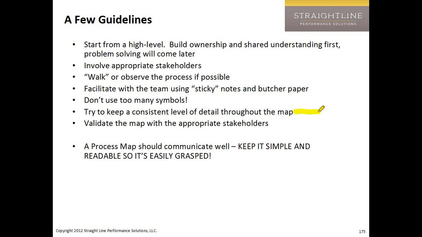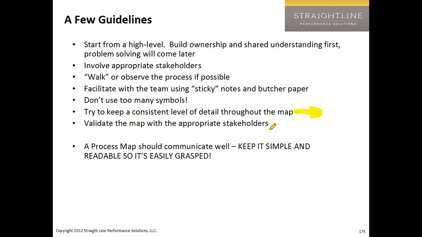Here's a very difficult one. Try and keep a consistent level of detail throughout the map. For example, if you are process mapping how something is ordered at McDonald's, you wouldn't have one step for cooking the food and then 10 or 15 steps for delivering it to the customer. Try and keep it at the same level on one process map. If you need more detail on one area, do a drill down.